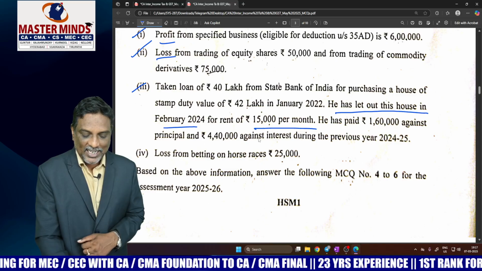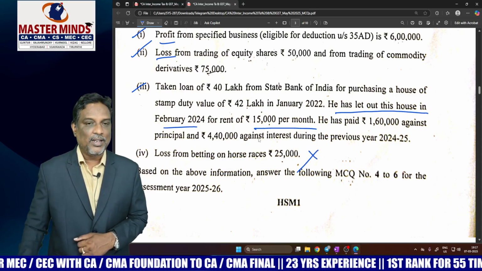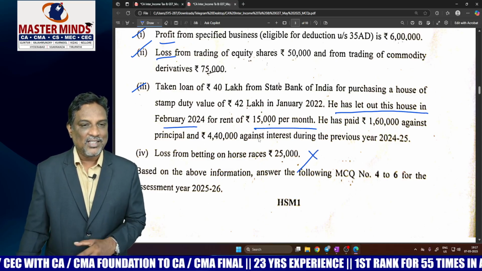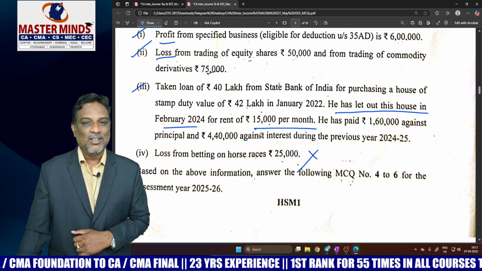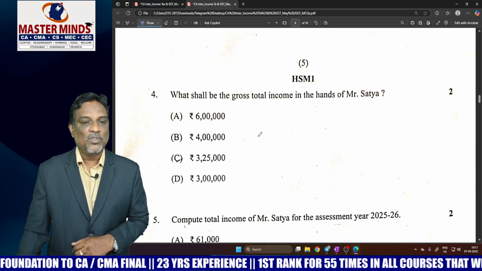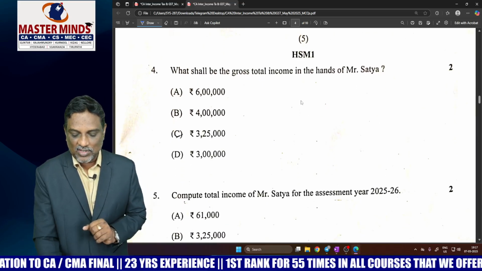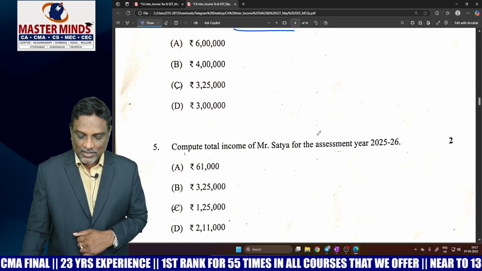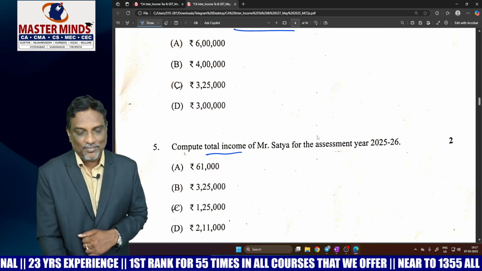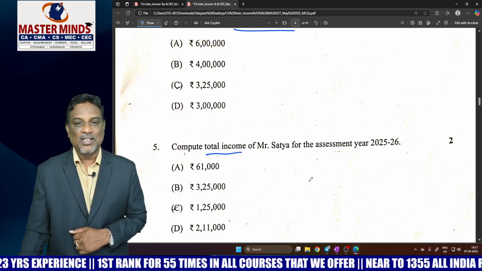So loss from betting is not to be set off against any other income. Just ignore it. Loss from betting on horse races. So from this information, you have to answer these questions. Gross total income, first question. Second one is total income. Compute the total income of such a person.